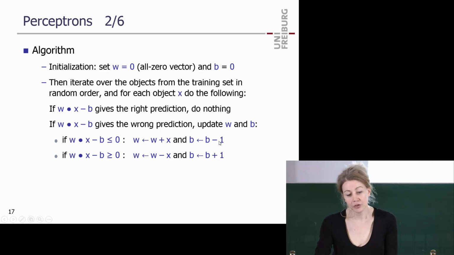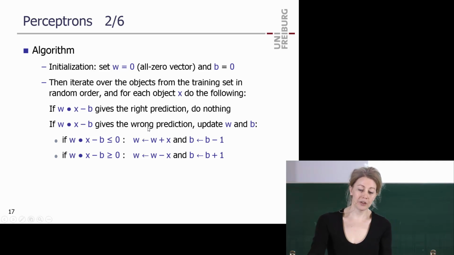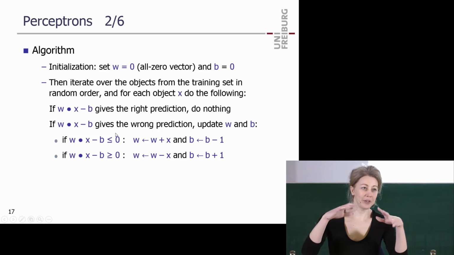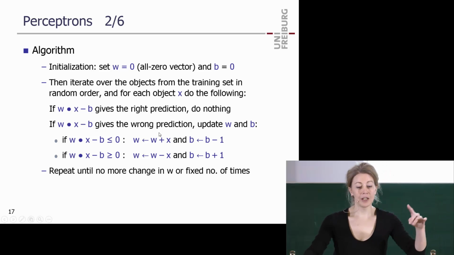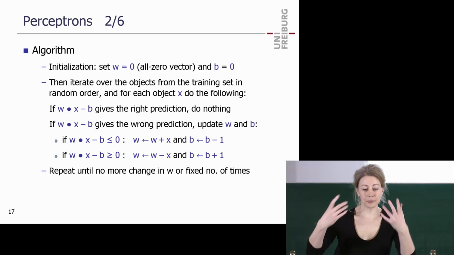Then I do this change. I just add x to the weight vector and subtract 1 from b. If it's greater or equal 0, but should be negative, I subtract x from the weight vector and add 1 to b. I hope you can see that this is what you have to do, right? So the code is like if, then, plus, so that's it. That's the algorithm. And now you repeat.